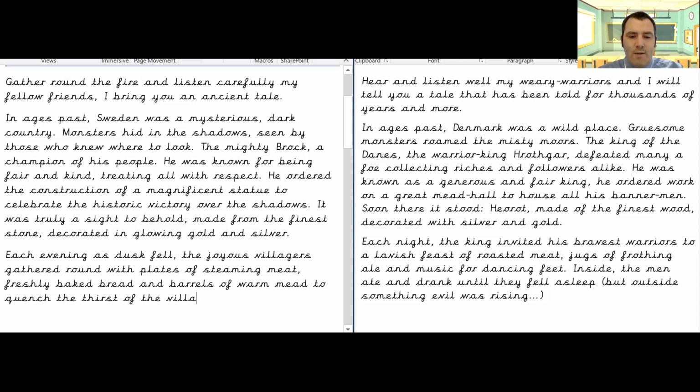of the villagers. Oops, helps if you spell it properly, doesn't it? There we go. So each evening, the joyous villagers gathered round with plates of steaming meat, freshly baked bread, and barrels of warm mead to quench the thirst of the villagers. So they drank and ate and made merry until late in the night. So we've got a party going on.